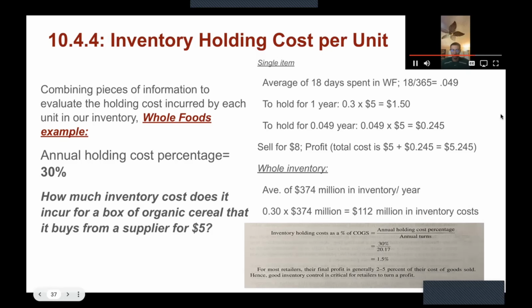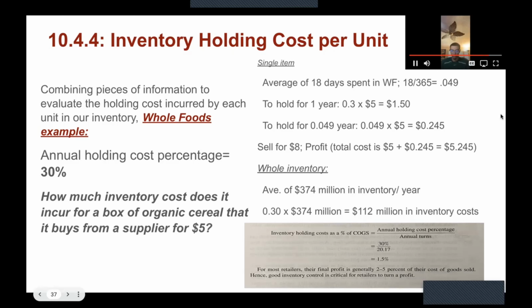Whole Foods' cost of goods sold, the amount it paid to buy all the stuff it sold during the year, is $7,543 million. So the inventory cost is $112 million divided by $7,543 million, equaling 1.5%.